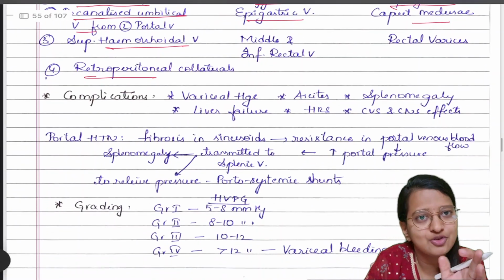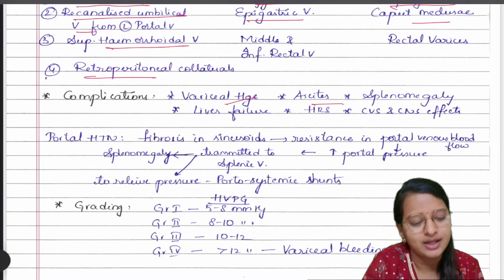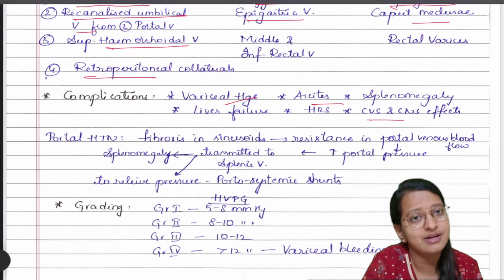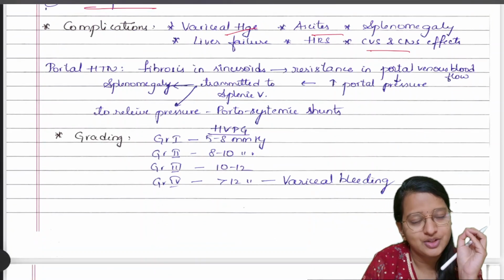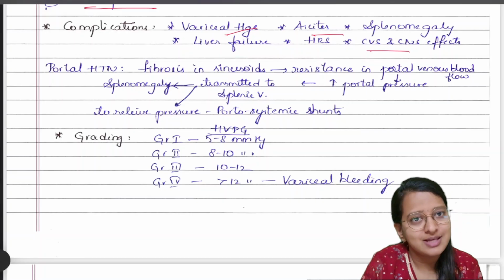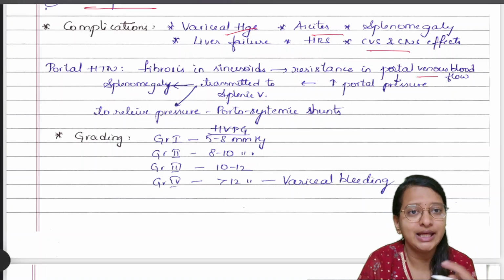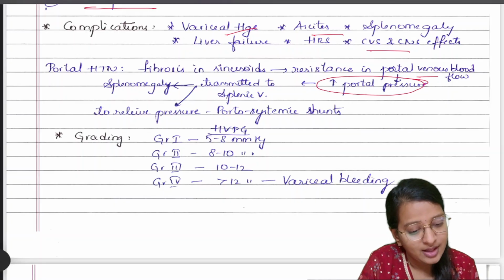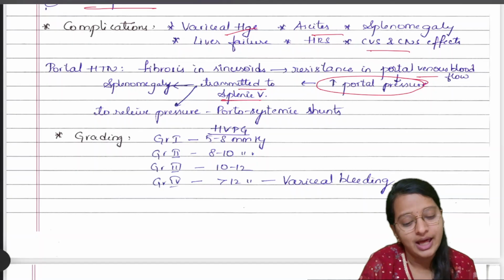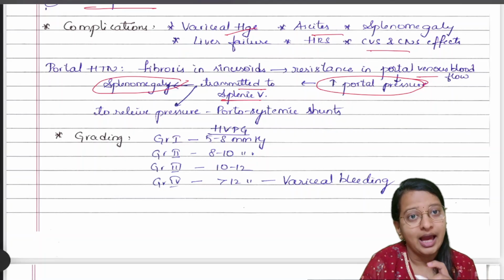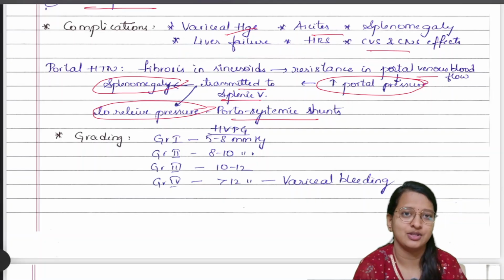The complications of portal hypertension are variceal bleeding, ascites, splenomegaly, liver failure, HRS, and CVS and CNS manifestations. How does portal hypertension occur? Firstly, in cirrhosis there will be fibrosis. So there will be resistance to portal venous flow, so there will be increased portal pressure. So portal hypertension occurs. This portal pressure is transmitted to the splenic vein and causes splenomegaly, and also to relieve the pressure there will be formation of portosystemic shunts.